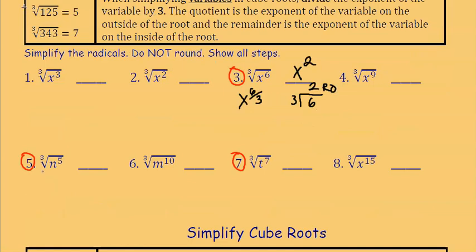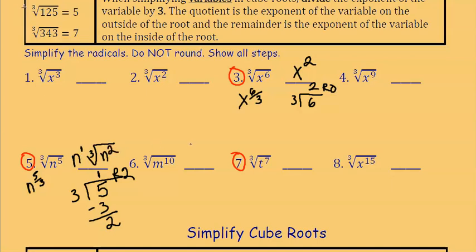Let's look at number 5, the cube root of n to the 5th power. We will first rewrite this as a rational exponent. We have n to the 5 over 3 power. Divide 5 by 3. 3 goes into 5 one time. 1 times 3 is 3. Subtract the 3 to get your remainder of 2. So your simplified expression is n to the 1st power times the cube root of n to the 2nd power.